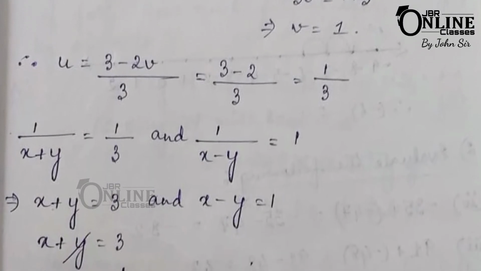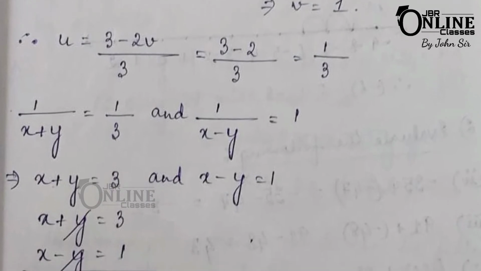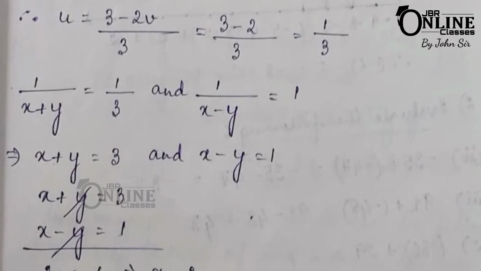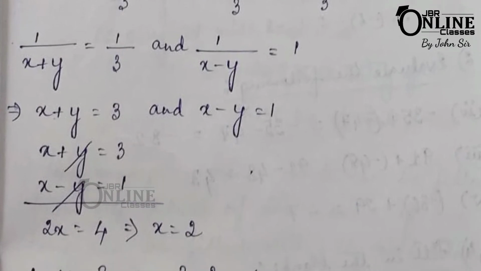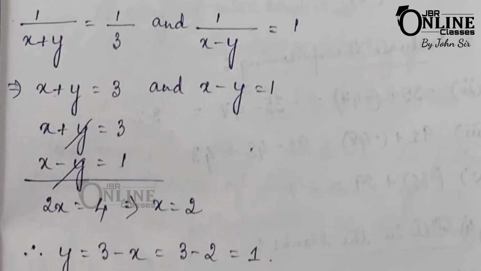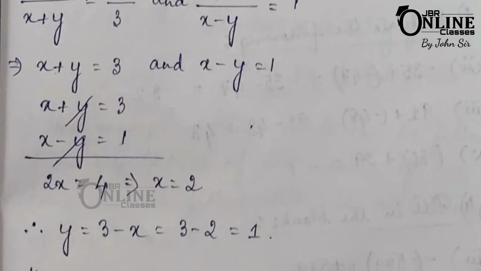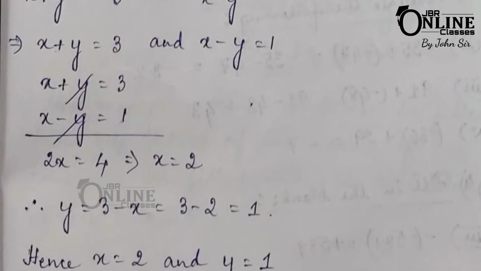So as 1 by x plus y equals u, 1 by x plus y equals 1 by 3, and 1 by x minus y equals 1. Now from these equations you can easily find the values of x and y separately.